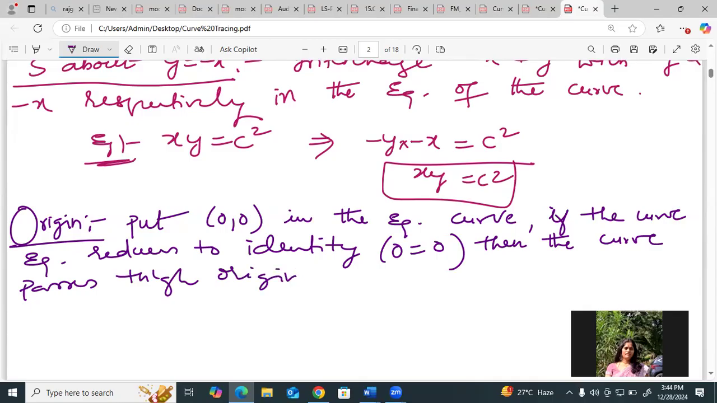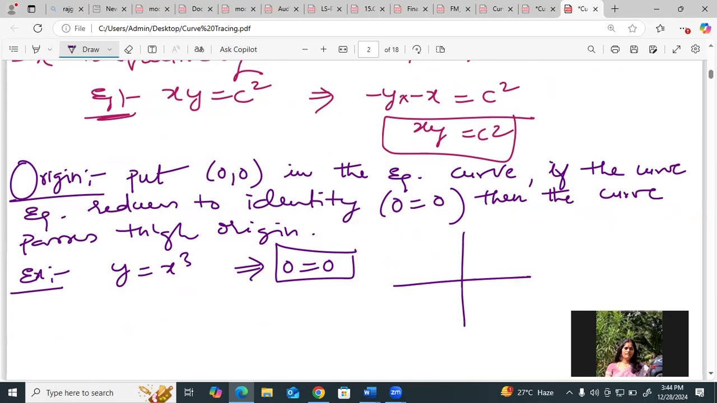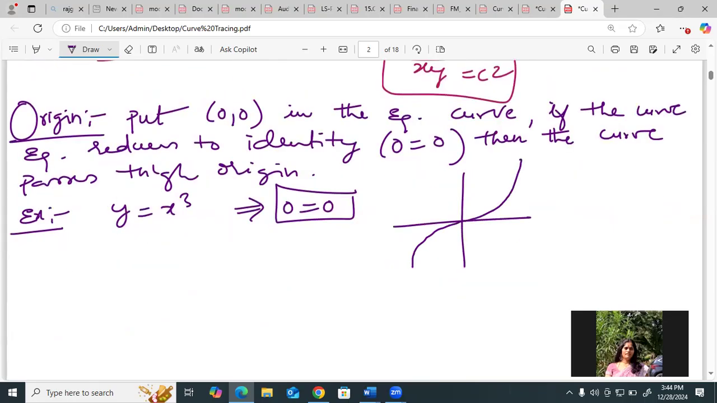Okay. We'll consider one example. Anything we can consider. Y is equal to x cube. Okay. I'll be getting 0 is equal to 0. Okay. We know how the curve looks like. It looks something like this. Okay, any curve we can consider. Now symmetricity is just for information, guys.